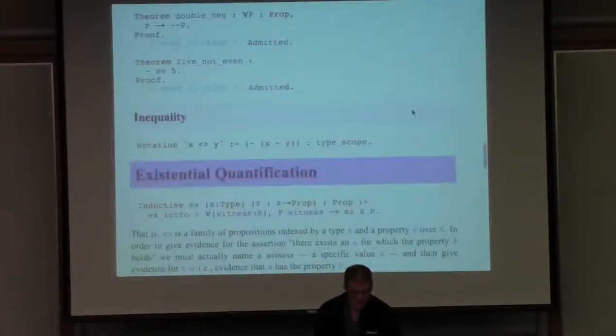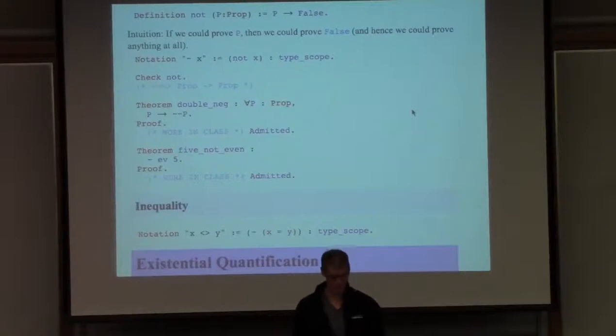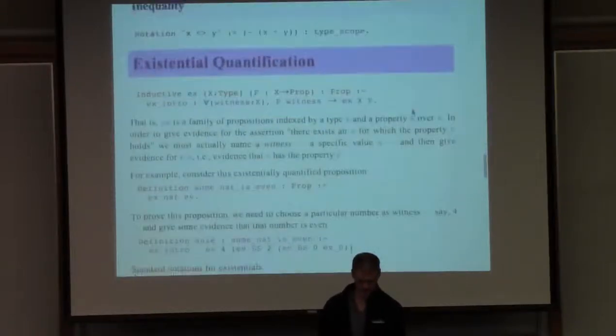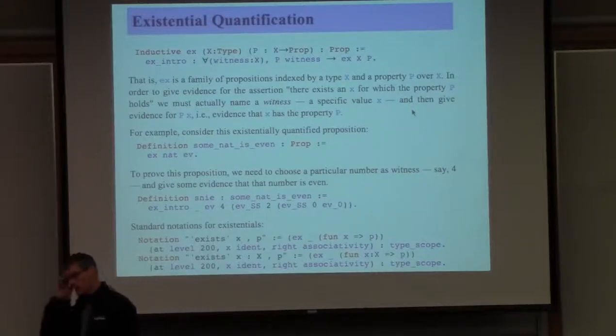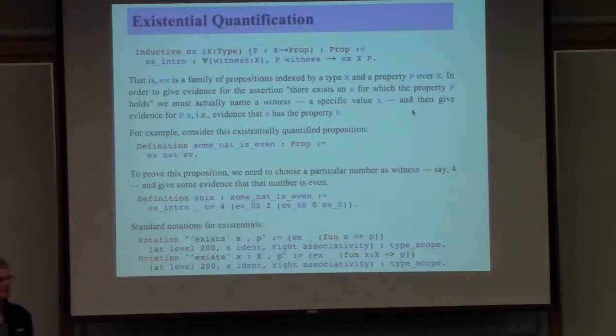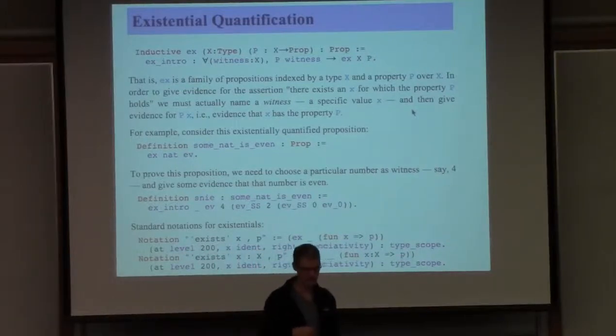All right. Inequality is just negated equality, so nothing very fancy there. The slightly fancy thing is existential quantification. This is not too fancy. It's just, in fact, for you higher order functional programming experts, should not be very fancy at all. But it takes a little bit to internalize the definition.